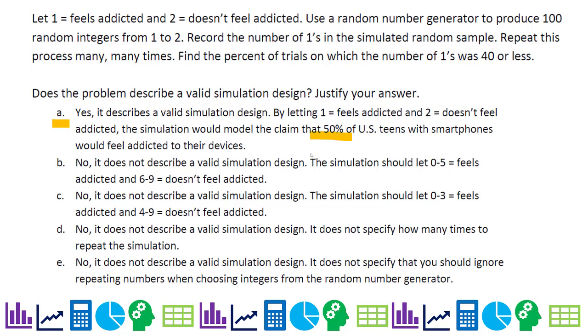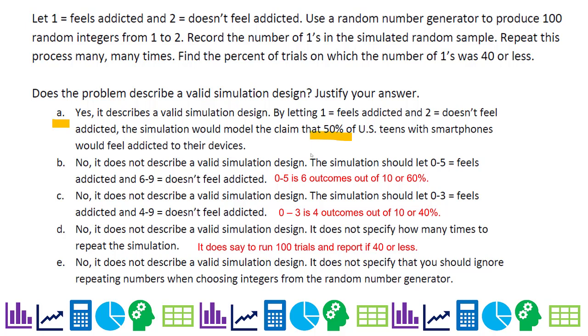The simulation should be 0 to 5 equals feels addicted and 6 to 9 doesn't feel addicted. You could use digits, but the problem with this setup is 0 to 5 is actually 6 outcomes, or 60%. And the same issue with the next one: 0 to 3 is 4 outcomes, or only 40%. It does not specify how many times to repeat the simulation.